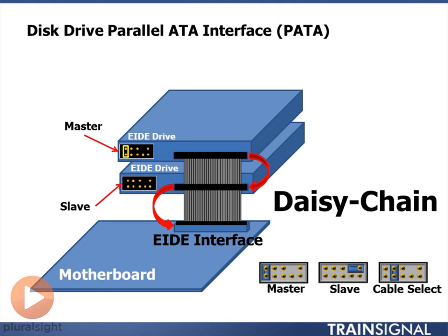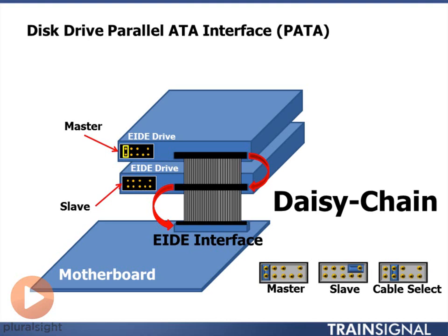Now very often this was done through jumpers, and that's what I have illustrated for you here. Don't take what I have illustrated as being literal. You would have some kind of indication on the drive itself on how the jumper should be set if you wanted it to be a master, how it should be set if it should be a slave.